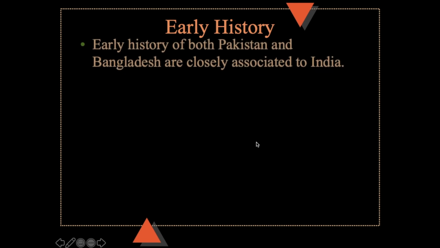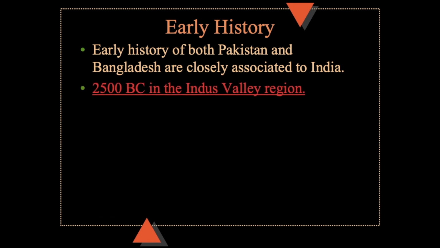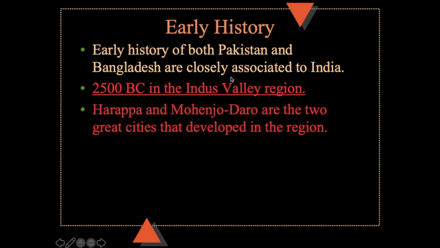So, early history. Pakistan and Bangladesh are closely associated with India, so closely, in fact, that they were part of India well into basically the 1800s when the British owned them. 2500 BC in the Indus Valley region: you have Harappa and Mohenjo-daro, the two great cities that developed in this region at that time. And you had the Aryans, which we talked about in the India PowerPoint, and they invaded in 1500 BC.